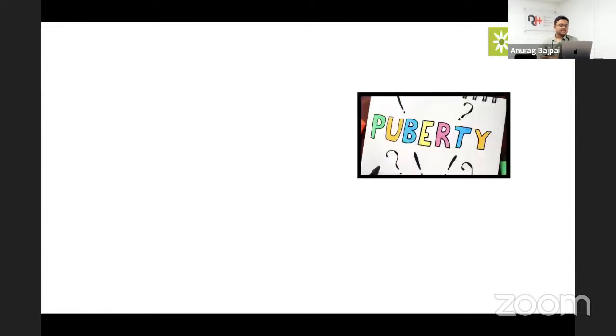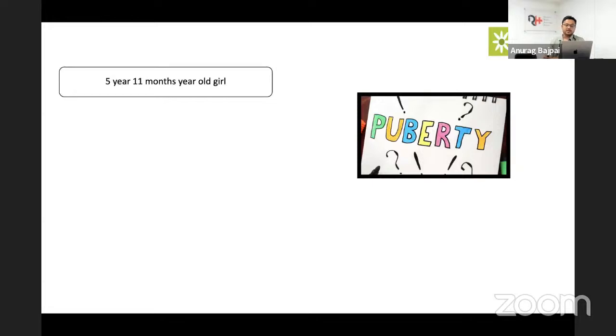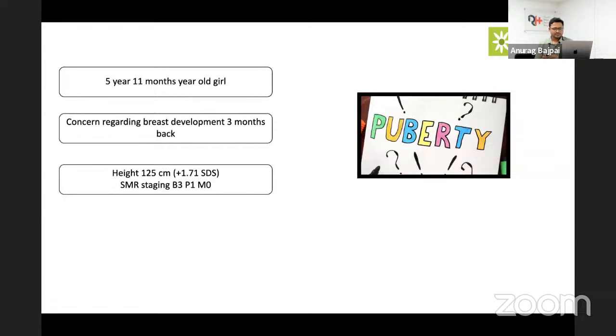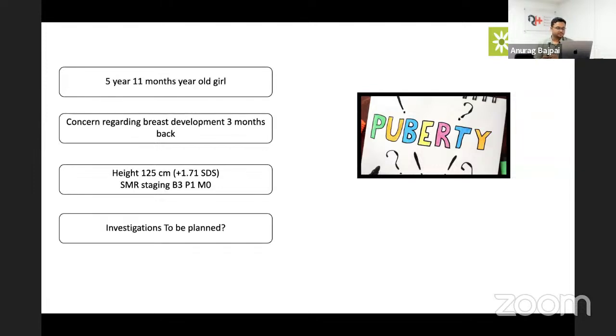So the next case is a 5-year, 11-month-old girl child, and there is concern regarding breast development for the last 3 months. We examined the child and saw that she has a pretty tall height, standard deviation score of 1.71, with SMR staging of B3, P1 and M0. So what could be the investigation that is planned after this case?